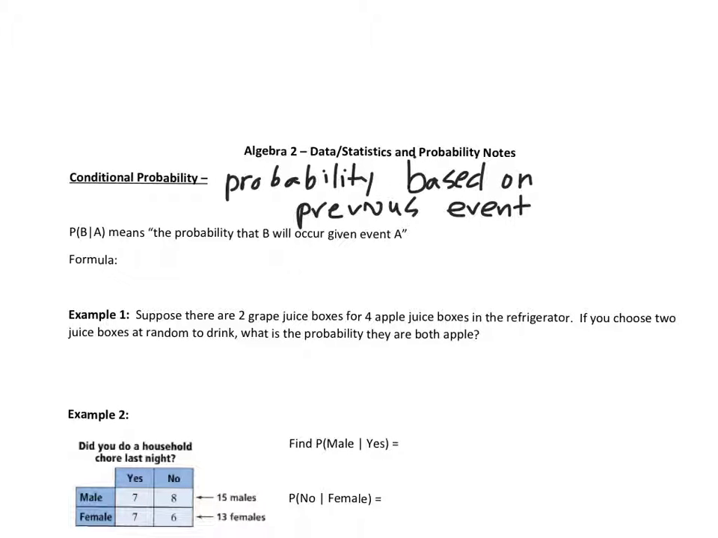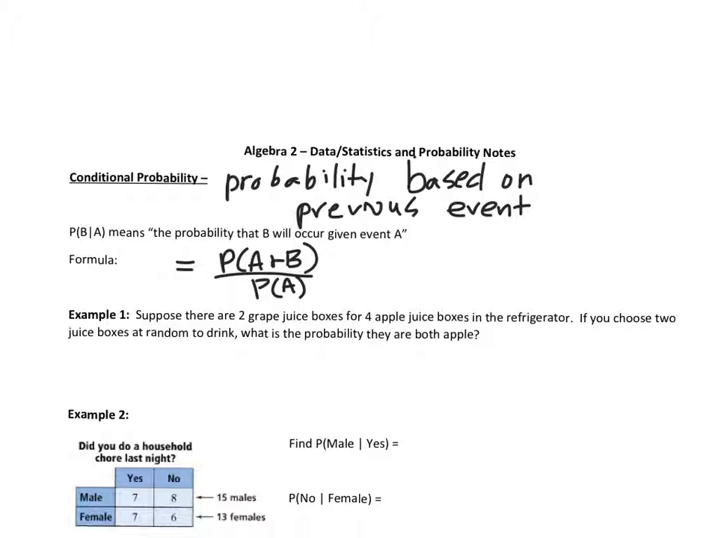Conditional probability is probability based on a previous event. So this notation means the probability of B happening given that A has already happened. So the probability that B will occur given the event A. One formula that we can use is the probability of B given A is the probability of A and B happening at the same time divided by the probability of A.